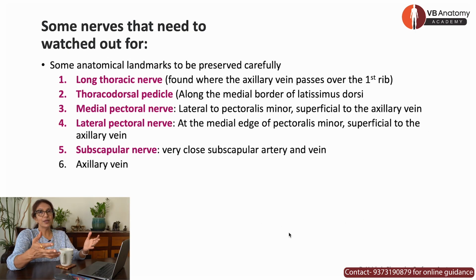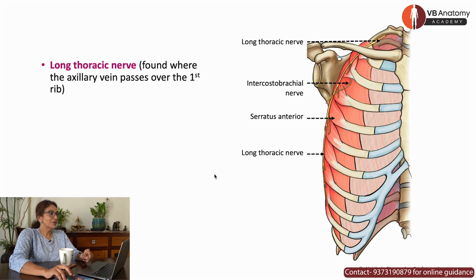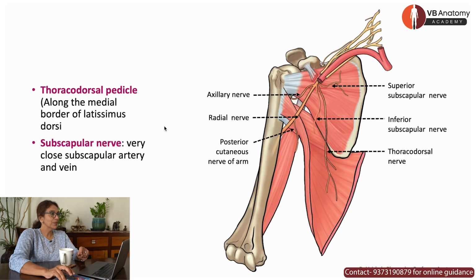So this is a nipple-sparing mastectomy. But when you're doing all this, there will be quite a few nerves that one would need to watch out for. The list is given here, but let's look at images. So you should watch out for the long thoracic nerve, which can be found in relation to the axillary vein, quite close to the apex of the axilla, and then it runs down along the chest wall as seen here. The thoracodorsal subscapular nerves are found quite close to the subscapularis muscle at the back or along the medial border of the latissimus dorsi muscle.